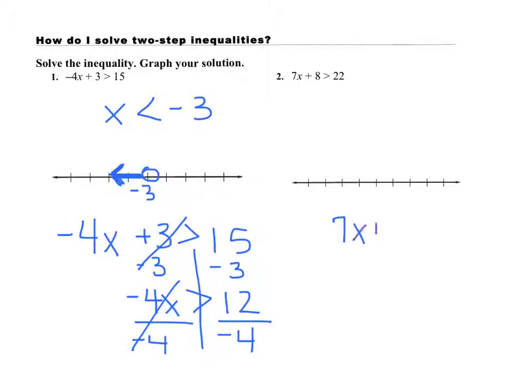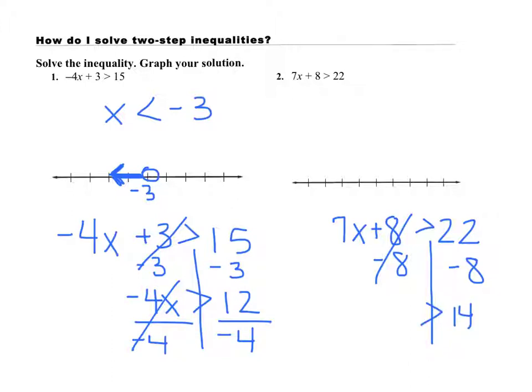I've got 7x plus 8 is greater than 22. All right, so let's solve by, first of all, subtracting 8 from both sides. And so then I'm going to have 22 minus 8. That's going to give me 14. And I've got 7x. All right, so now let's divide by 7. And so x is going to be greater than, that canceled out, 2. So I'm going to have a 2, and it doesn't include it. It's just going to be greater than, so I'm going to go to the right.